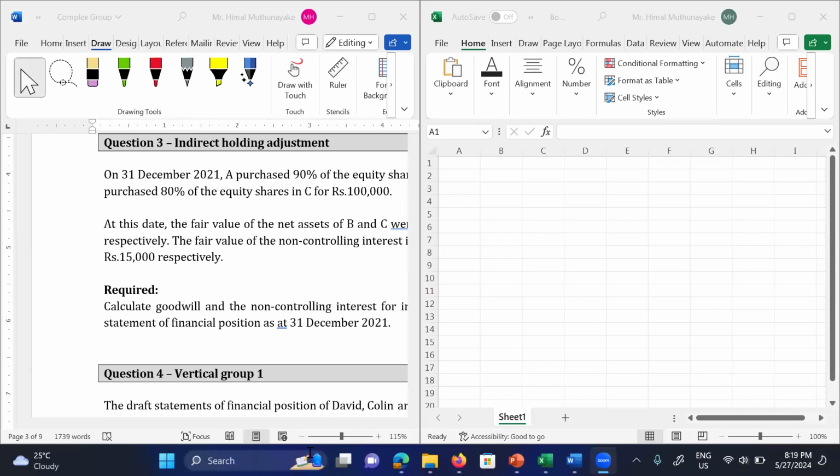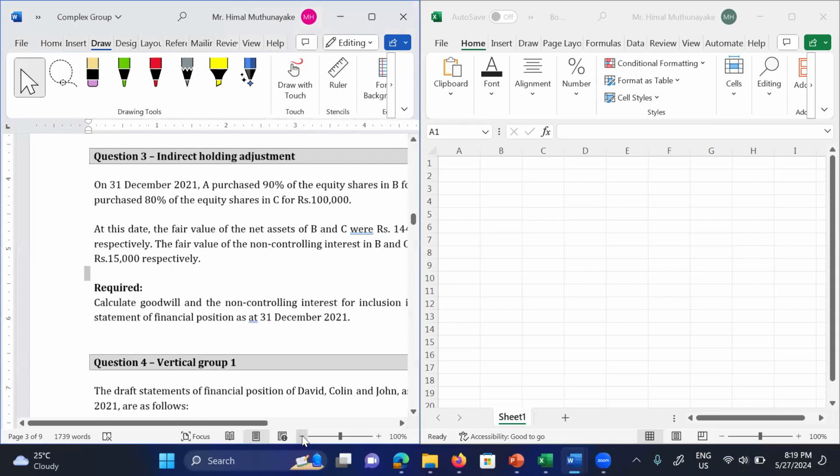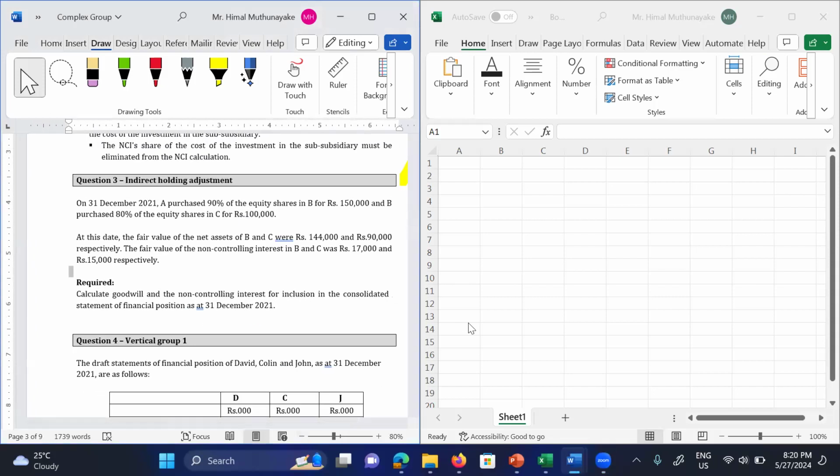Can you see both the documents? The Excel sheet and the Word document. Yes, right?